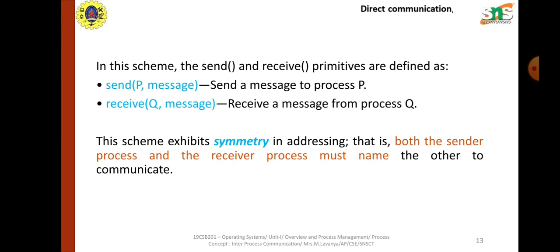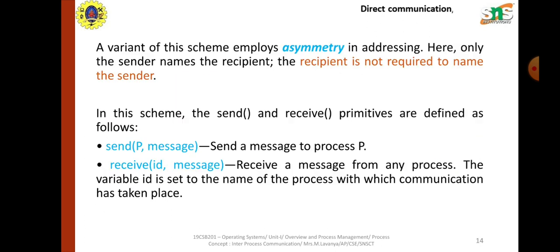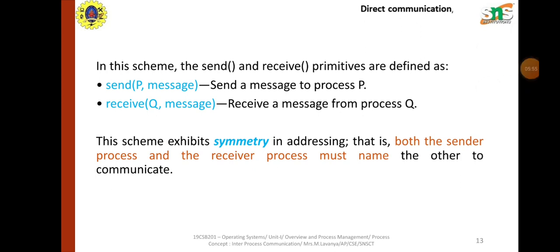The message is sent using the send method, which takes P, the ID of the process which is to receive it. So P denotes the identity of the receiver of the message. On the receiver side, the receiver receives the data using a method called receive, and the receiver has to know the identity of the sender: receive(Q, message). Q is the identity of the sender. So in direct or symmetric communication, both the sender process and the receiver process must be known, and the link is established between only these two processes. This is the concept of the direct or symmetric method for implementing inter-process communication under message passing.